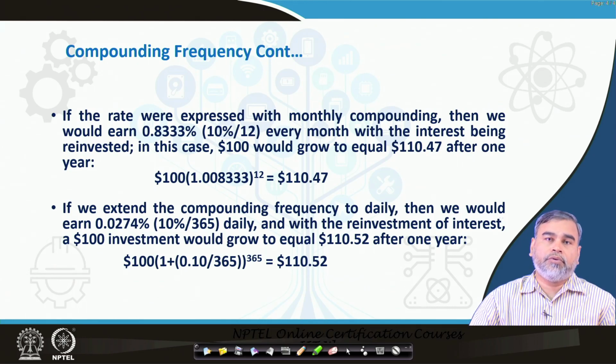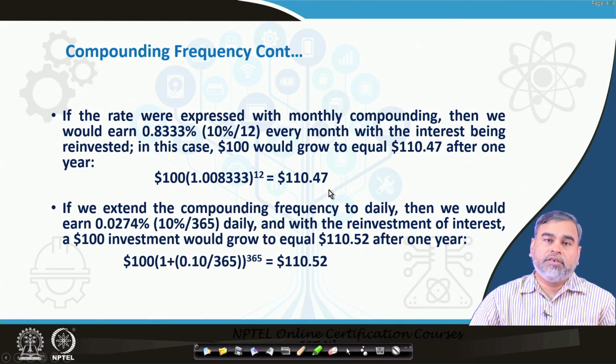So, if we express this in the monthly compounding way, how much interest can we earn? Per month we can earn 10% divided by 12, that is 0.833%, that is the interest per month. Then the money we receive from that investment after 1 year will be 100 into 1.00833 to the power 12. 12 means 12 months. So, we get 110.47.